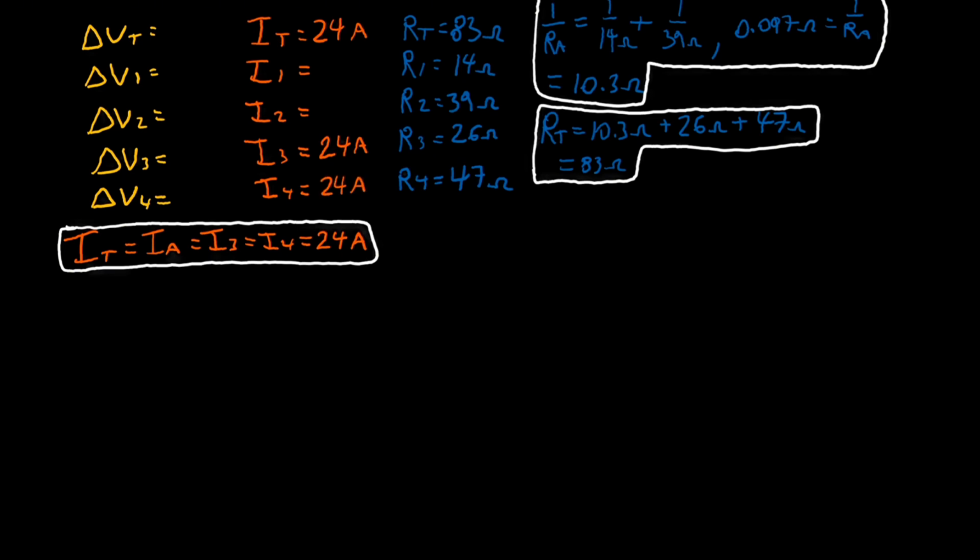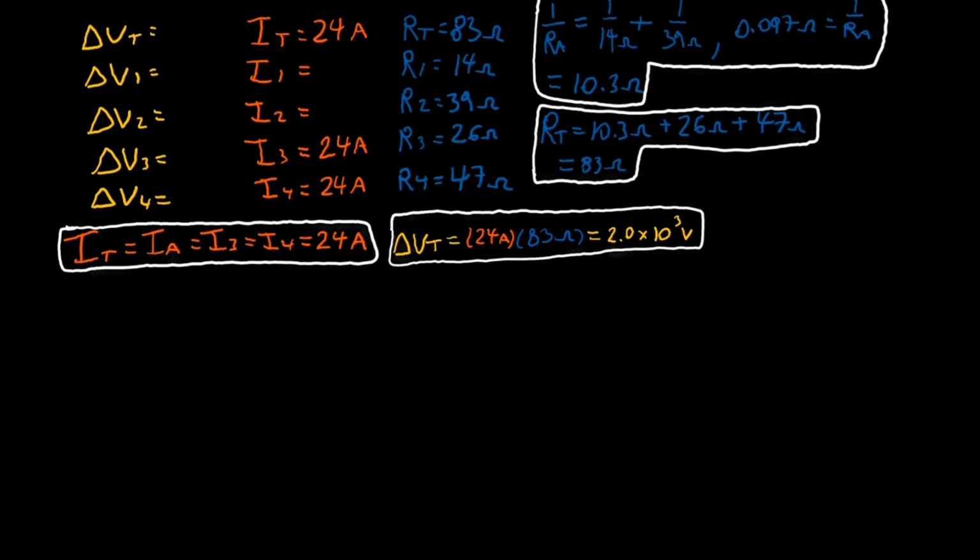Next, I see we have both IT and RT, so we can find the total voltage. So VT equals 24 amps times 83 ohms, and rounding to two significant digits, it would actually be 2000 volts, but the correct way to show it would be 2.0 times 10 to the power of 3 volts. But for you guys, I'll write it as 2000 volts.